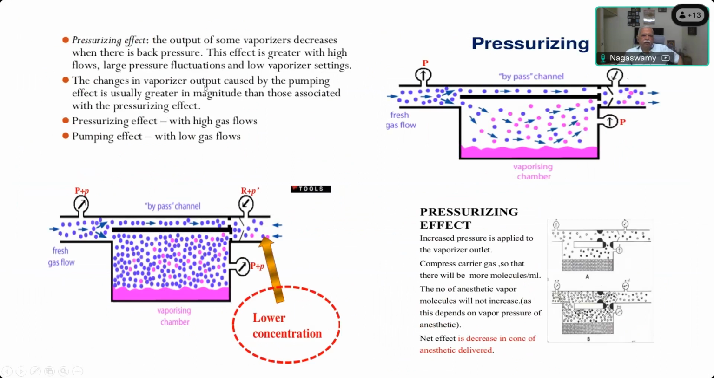These changes in vaporizer output caused by the pumping effect are usually greater in magnitude than those associated with the pressurizing effect. So in the exam, a simple one-way answer you can remember is that the pumping effect will cause a higher concentration with a lower gas flow, whereas the pressurizing effect, with a high gas flow, will cause a lower concentration. This is the answer that you have to give. But in total, if examiners ask you what will happen to the vapor output: the pumping effect increases the concentration, and the pressurizing effect decreases the concentration. That is the answer that you have to give.